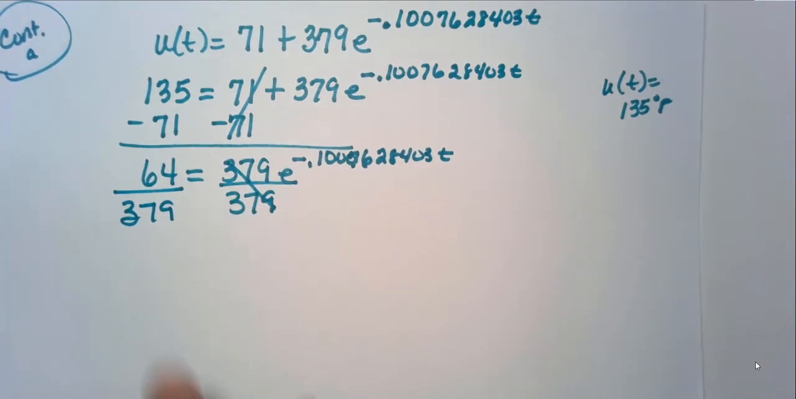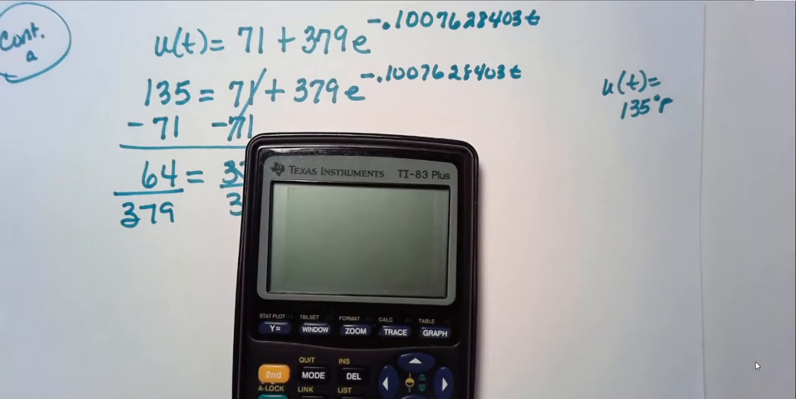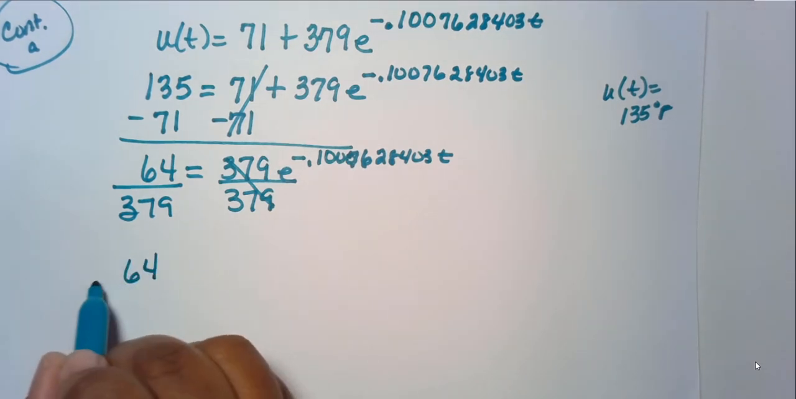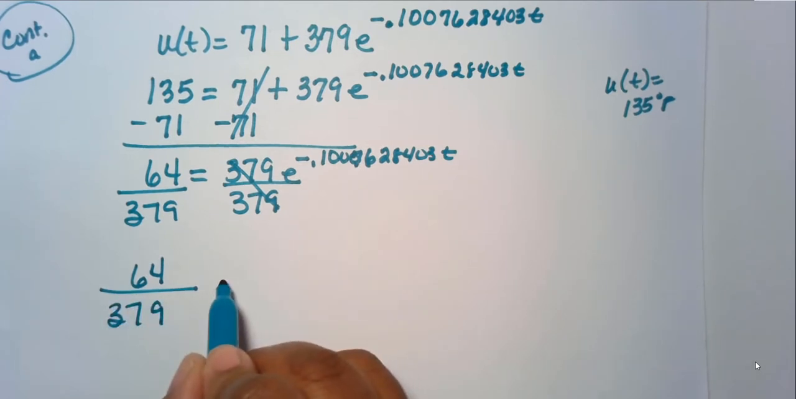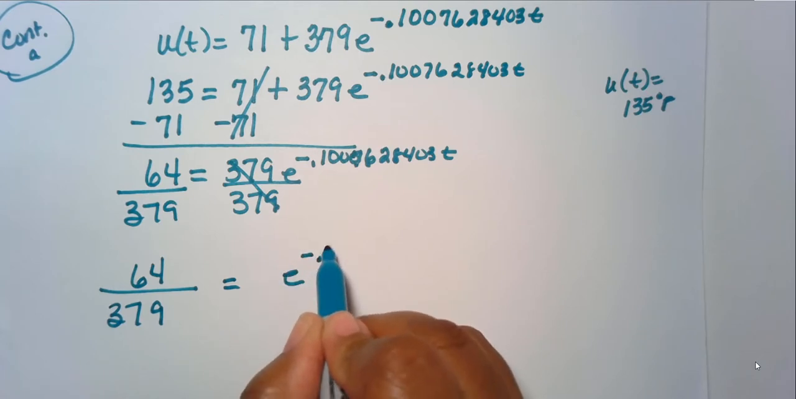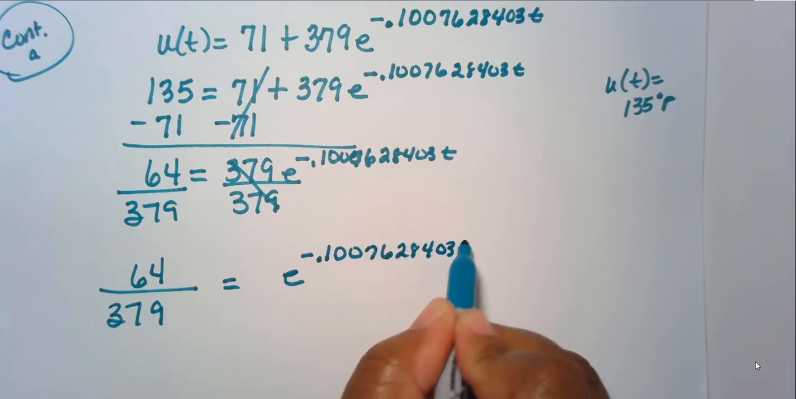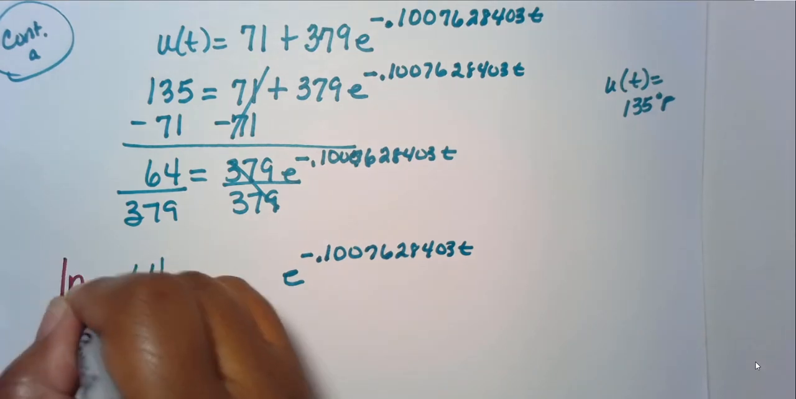And I'm going to keep this 64 over 379 as a fraction, just so that you can see we're going to have a long decimal. Just keep it as a fraction for a second. So we have 64 over 379 is equal to e raised to the negative 0.1007628403 T. So next we're going to take the natural log to both sides.